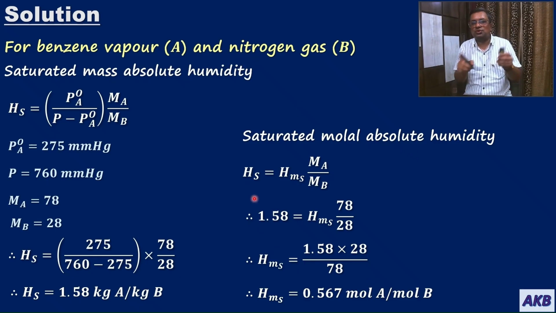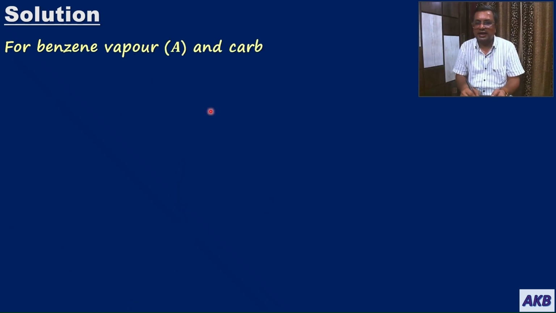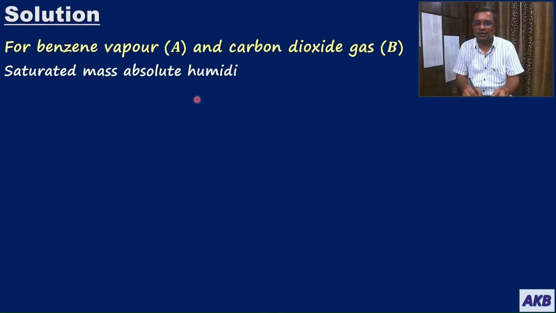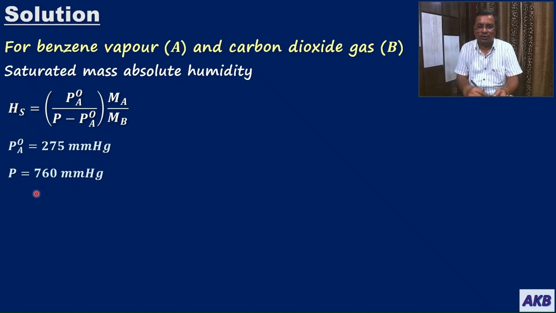Now let us get those two quantities when gas B is carbon dioxide. Let us move ahead. So for benzene vapor A and carbon dioxide gas, that is B, saturated mass absolute humidity, formula is Hs is equal to Pa0 upon P minus Pa0 into Ma upon Mb. So Pa0 is known to us, it is 275 mmHg. Total pressure is known to us, it is 760 mmHg. Molecular weight of A, benzene, it is 78. And now B is carbon dioxide. So therefore molecular weight of B is 44, because molecular weight of carbon dioxide is 44.